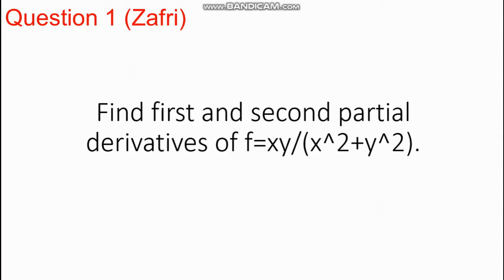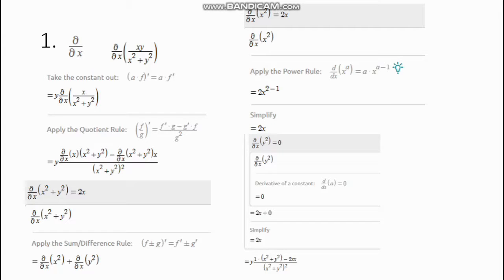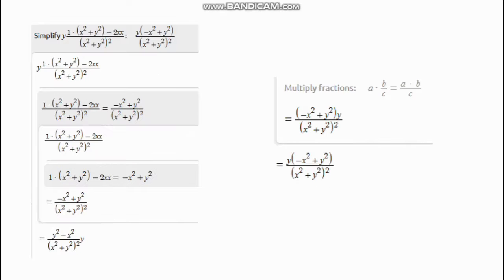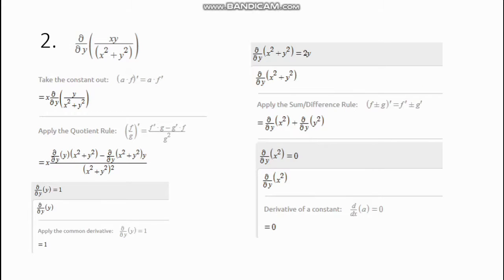For part one, we need to find the first and second partial derivatives of f equals xy over x squared plus y squared. First of all, we take the constant y from the equation and apply the quotient rule, as you can see here. Simplify it. Then it becomes y squared minus x squared over x squared plus y squared to the power of 2, times y. Then second, find the del over del y.